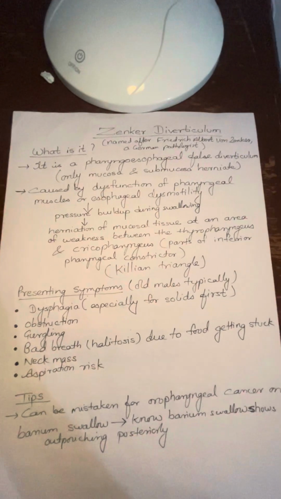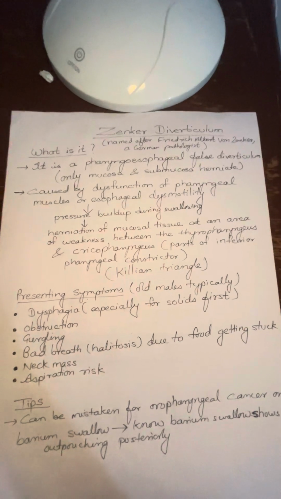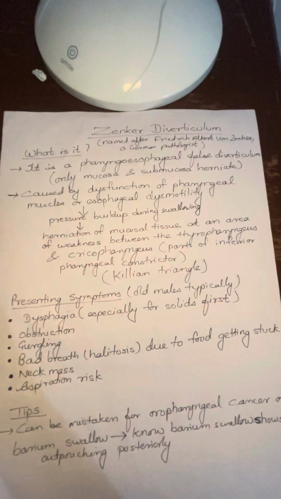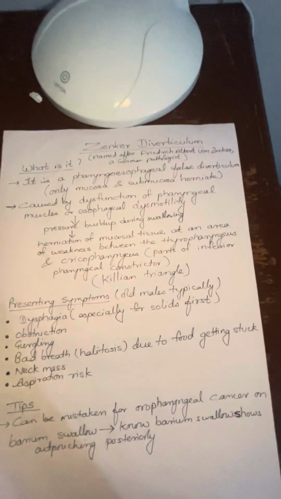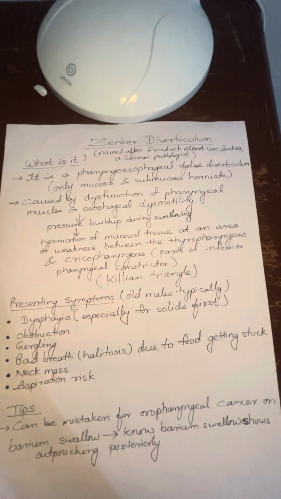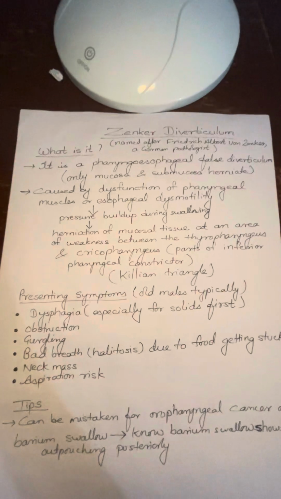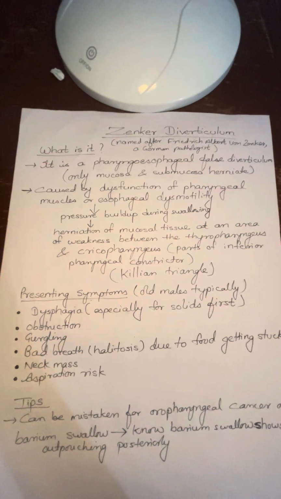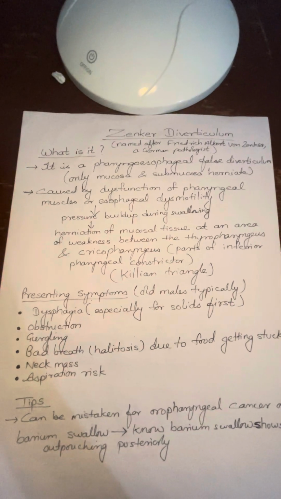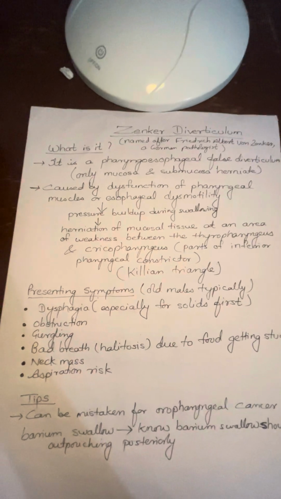And it is caused by dysfunction of pharyngeal muscles or esophageal dysmotility, which can lead to pressure buildup during swallowing. And this in turn leads to herniation of mucosal tissue at an area of weakness between the thyropharyngeus and cricopharyngeus, which are the parts of the inferior pharyngeal constrictor, and the defective area between the thyropharyngeus and cricopharyngeus is a triangular defect known as Killian triangle.